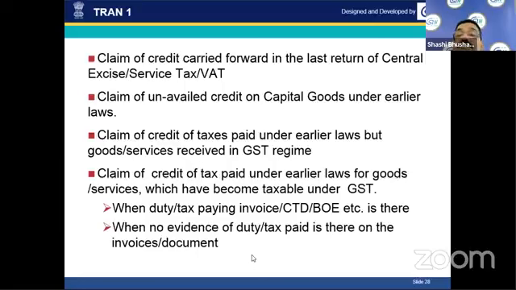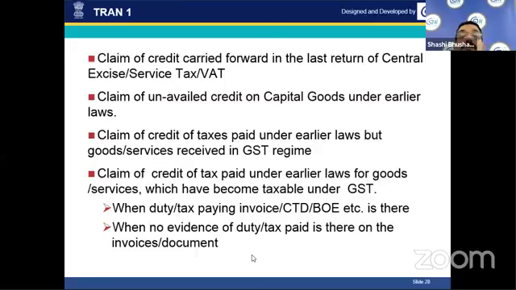And there are different tables. In one table, you take credit forward from the last filed return of central excise, service tax, and VAT. In another, you take credit of unavailed credit on capital goods under earlier laws. Then there is a table for taking credit on taxes paid under earlier laws for goods and services which have become taxable now, either because of lowering of threshold or because of classification.